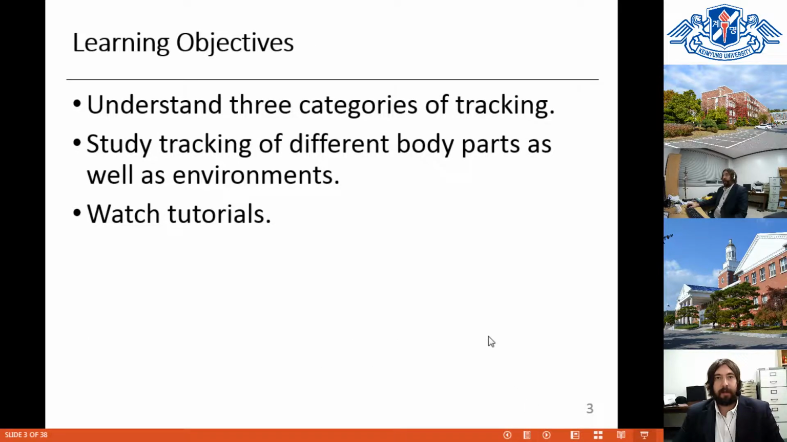So today the learning objectives are given as here. First, you will understand three categories of tracking. Second, you will study different body parts as well as environment, and the ways how we track them. And we will watch several tutorials today, and then we will conclude, and you will get a small homework to install Blender at home and start working on your labs.